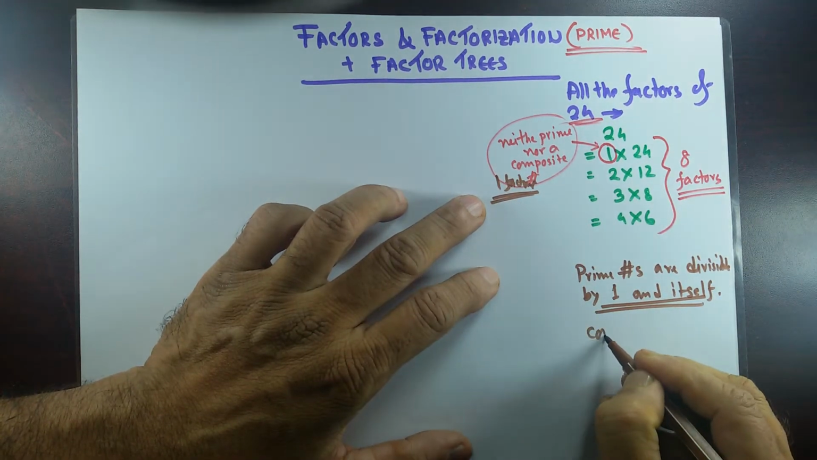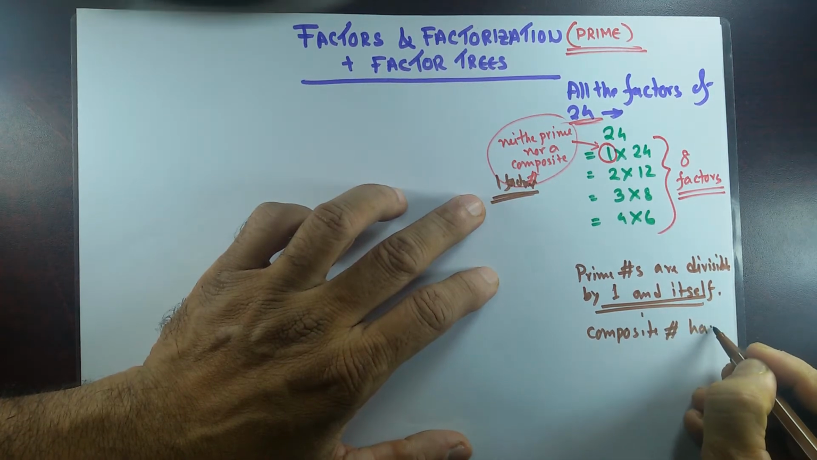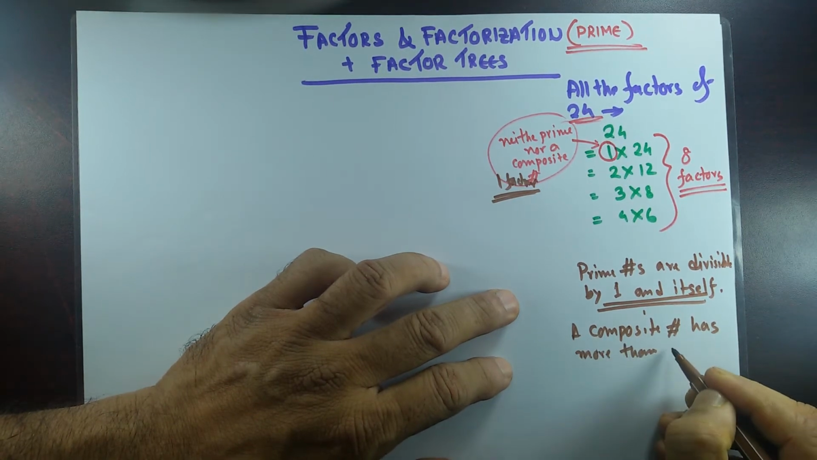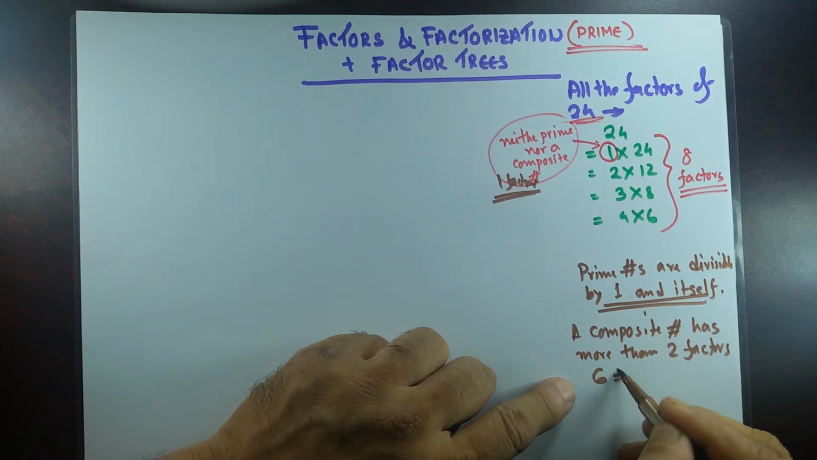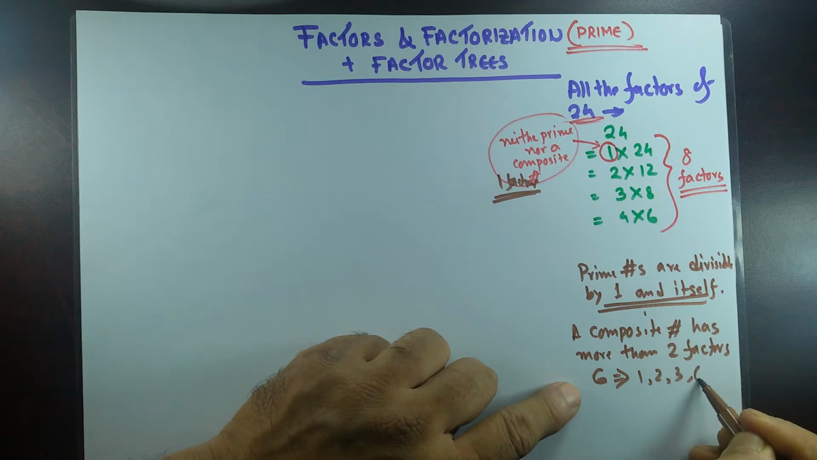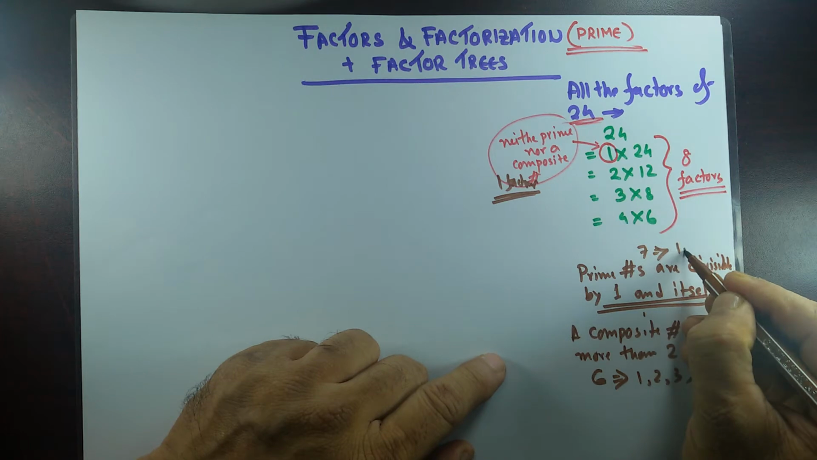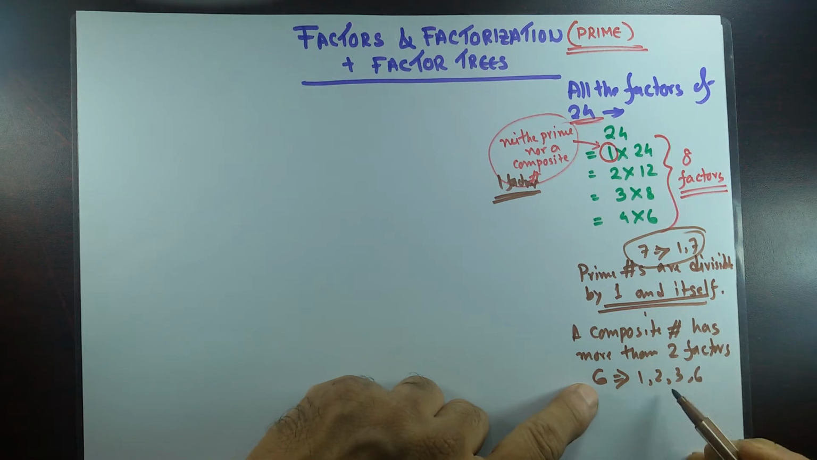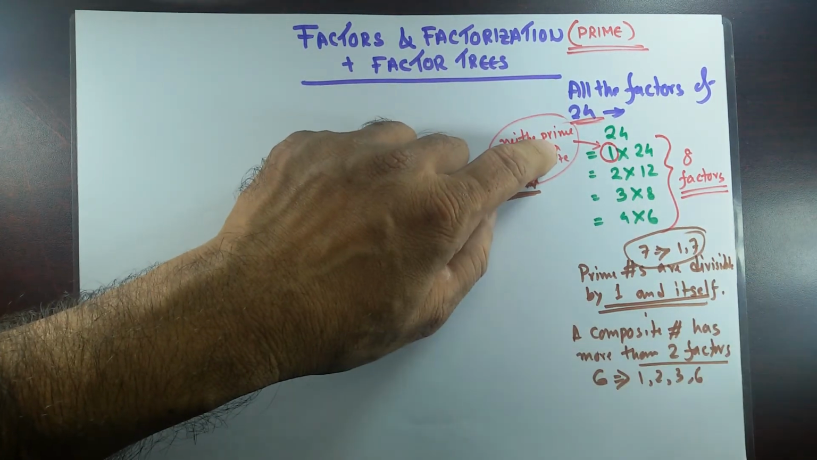And a composite number has more than 2 factors. Let's say 6 has factors 1, 2, 3, and 6. There are 4 of them. Let's say 7 has only 2 factors, 1 and 7. So 2 factors, this is a prime number. 4 factors, more than 2 factors, so this is a composite number. And 1 has only 1 factor, so this is neither prime nor composite.